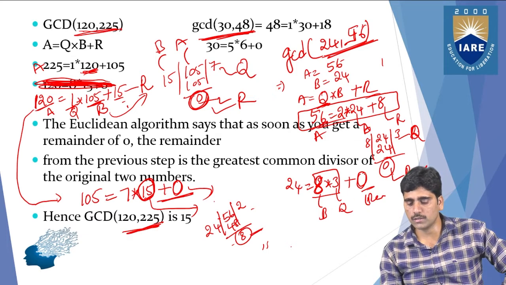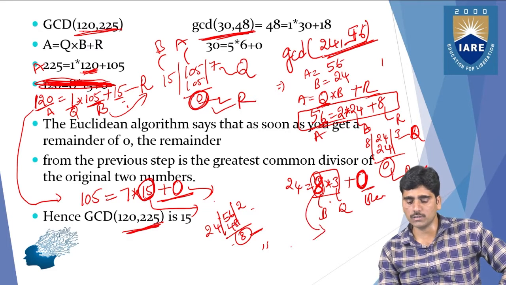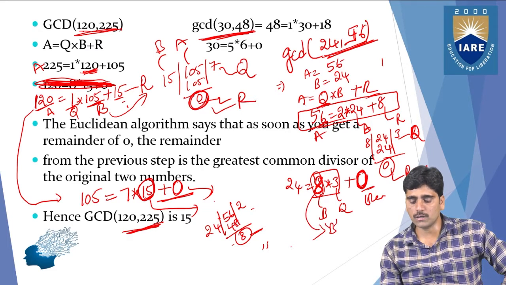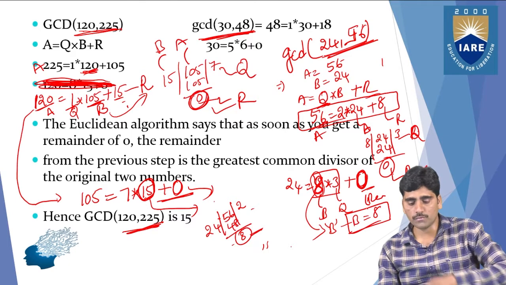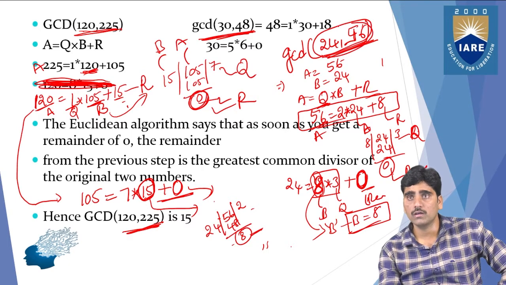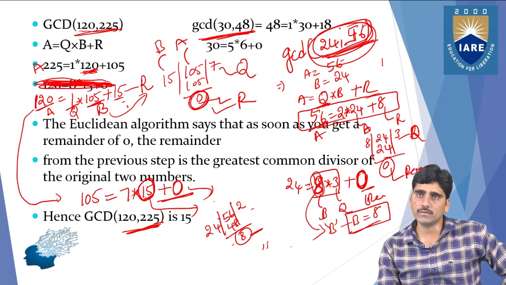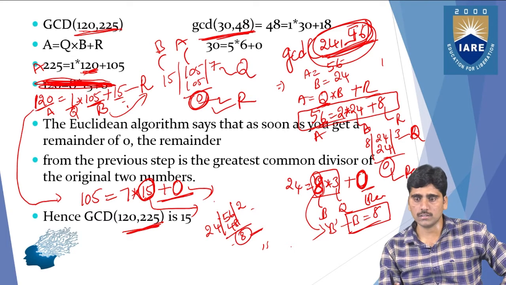So as soon as we get 0 as the remainder, the previous value in the sequence is the greatest common divisor. So here the last B value is 8, B equals 8. So 8 is the greatest common divisor of these two values, 24, 56. That is the way you can say it.